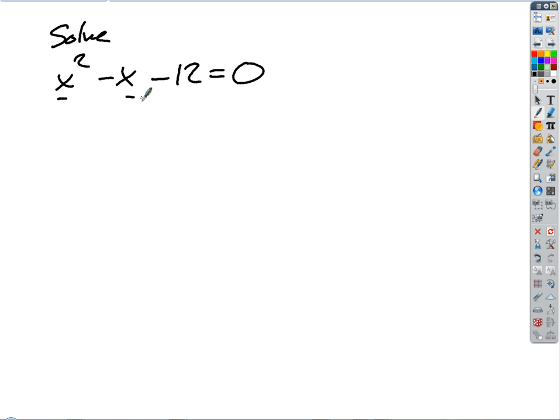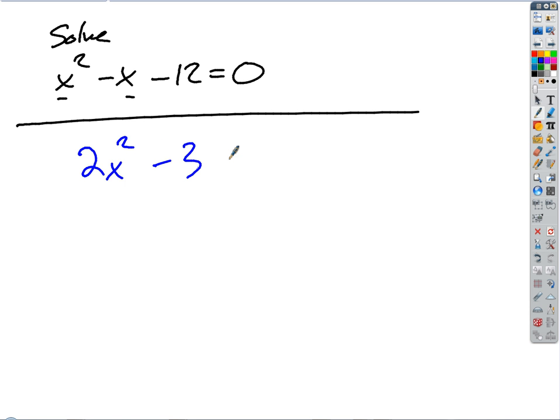But sometimes we can, and when we can isolate x, do it, because it's the easiest approach. So for example, what if we had a different equation like this? What if I had 2x squared minus 3 equals 11?